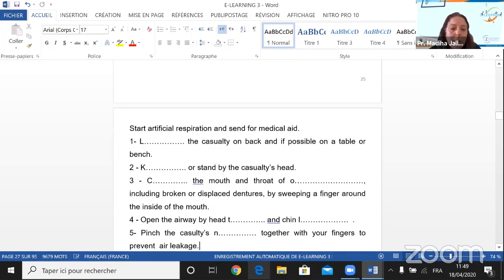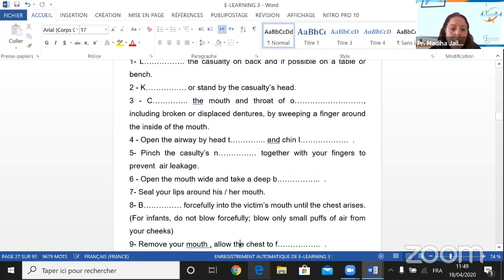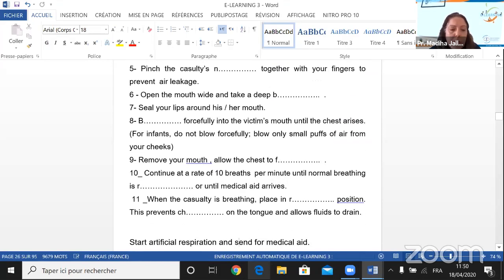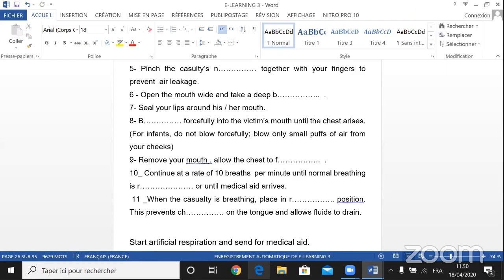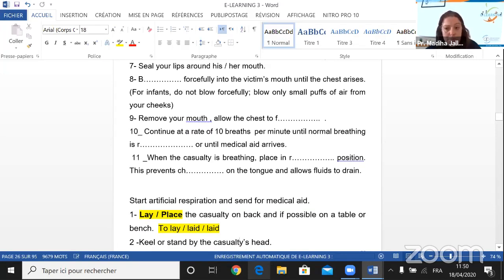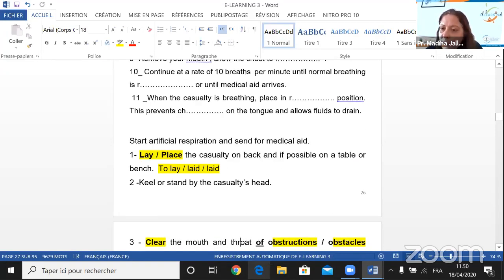Okay, so place in recovery position until medical aid arrives. When the casualty is unconscious, place in recovery position. This prevents choking on the tongue and allows the fluids to drain. So here, most of your answers were nice, good, excellent.